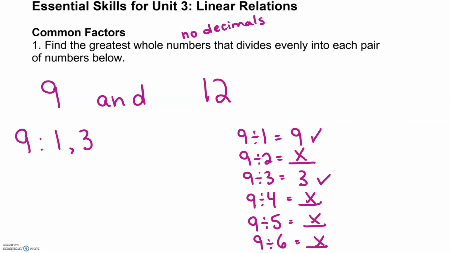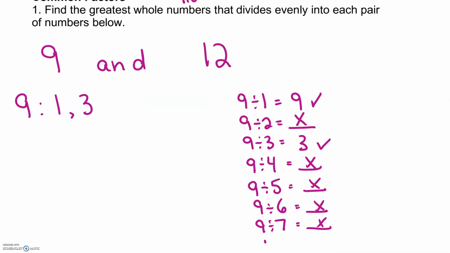9 divided by 6 won't work. 7 won't work. 8 won't work. And finally, 9 divided by 9 will work because it gives you 1. So there's only 3 numbers that divide evenly into 9, and that gives you an even number.